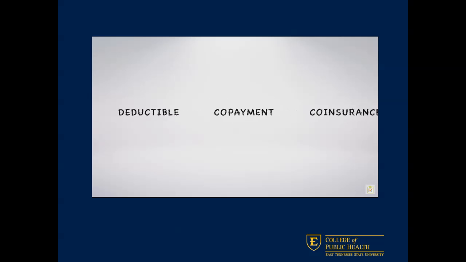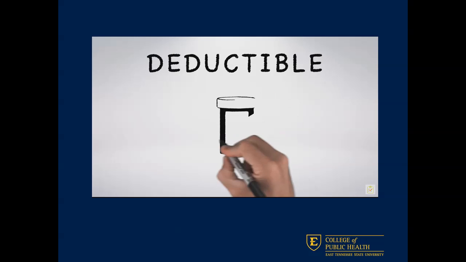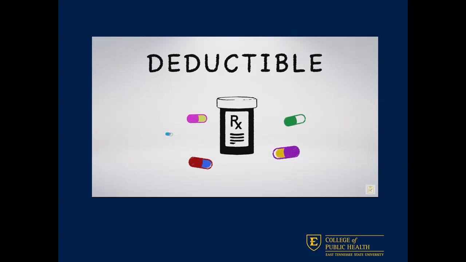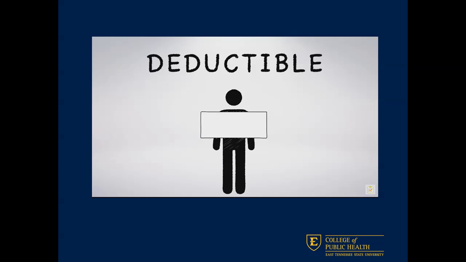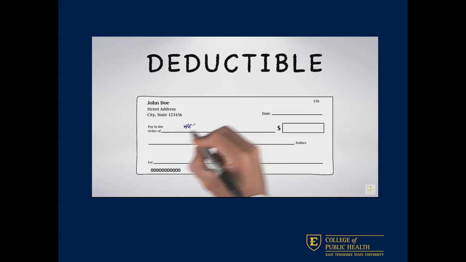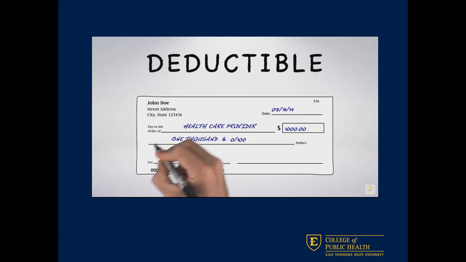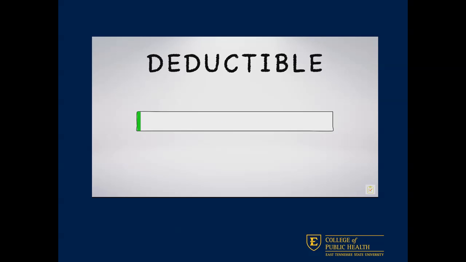Now, a deductible is the amount you have to pay out of pocket before your plan will pay any expenses. This can include both medical and pharmacy expenses, meaning the deductible must be met before getting coverage for some or all prescriptions. So, for example, if your deductible is $1,000, your plan won't pay any of your healthcare costs until you've paid $1,000 in expenses out of pocket.